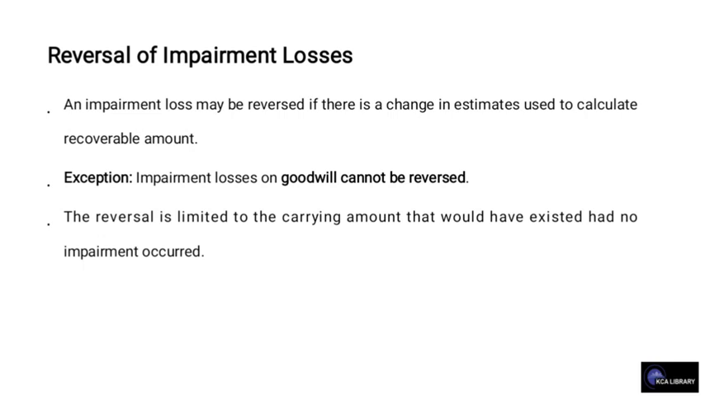If reversal of impairment loss would happen, let's look into that. An impairment loss may be reversed if there is a change in estimates used to calculate the recoverable amount, and the exception under this is that impairment loss on goodwill cannot be reversed. It's important to know that impairment losses under goodwill cannot be reversed, and the reversal is limited to the carrying amount that would have existed had no impairment occurred.